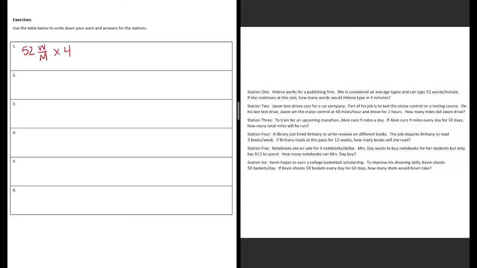So let's multiply that by 4. 52 times 4. 4 times 2 is 8. 5 times 4 is 20. So she would be able to type 208 words in 4 minutes.